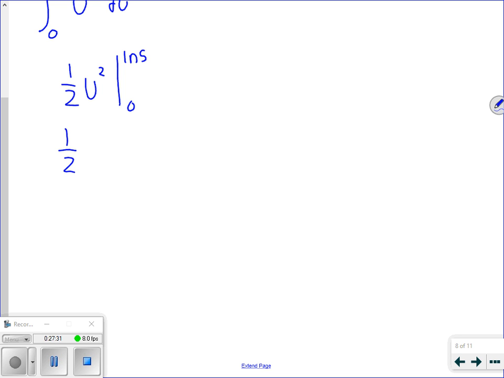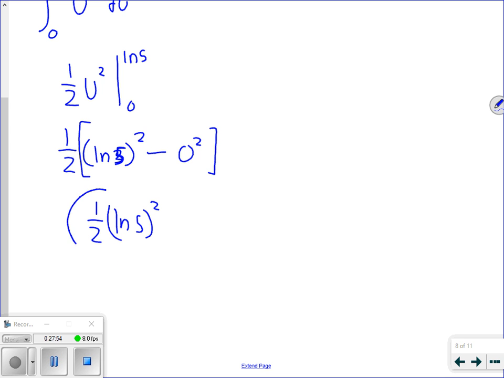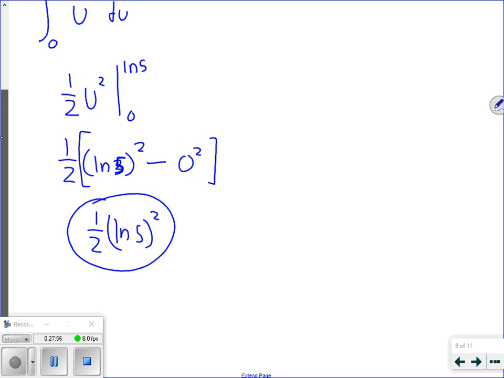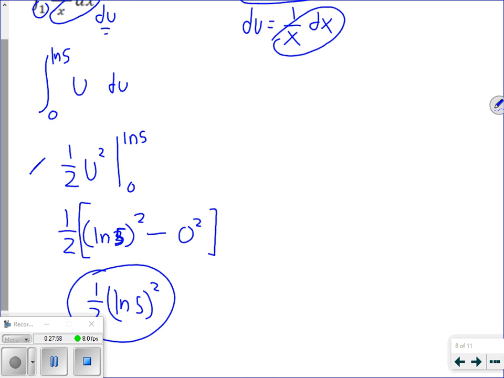So this is just 1/2 ln of 5, I don't know why I said 2, squared, minus, I always like to leave the 1/2 on the outside, 0 squared, which just simplifies down to 1/2 ln of 5 quantity squared. And I guarantee you, if you did this as x bounds, if you decided to plug x back in at this point and leave the interval from 1 to 5, you get the same answer.